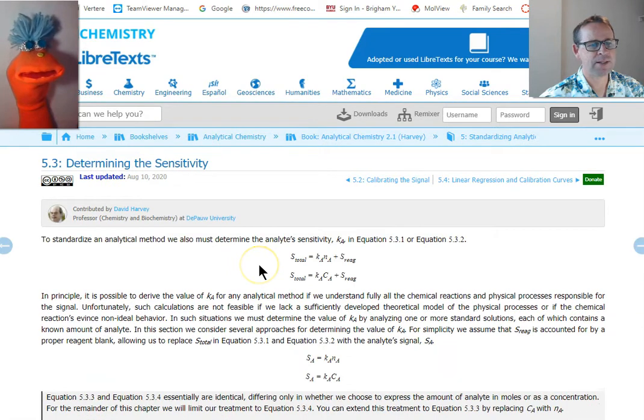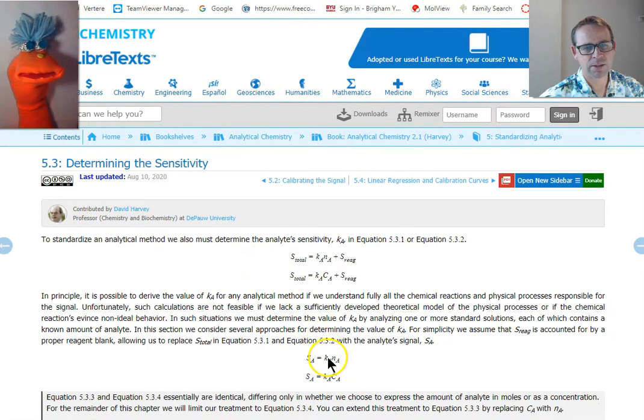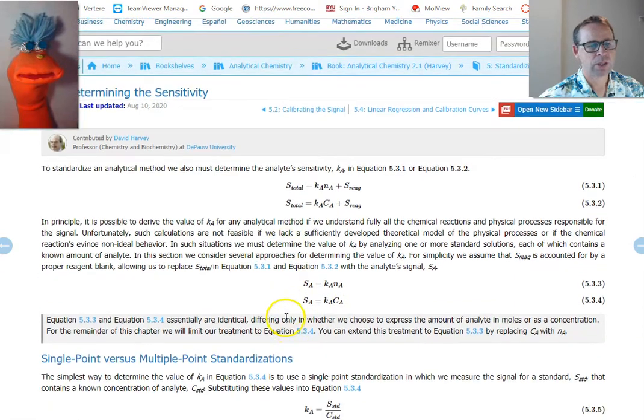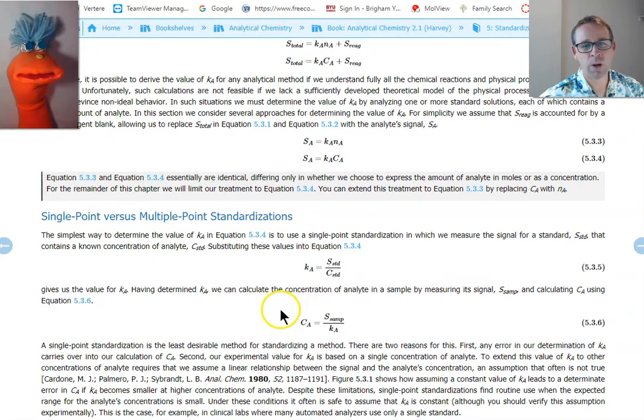So to determine the sensitivity, to solve for our sensitivity coefficient, there's a couple things we can do. One, we can just run a standard, get a value, and then compare our unknown, or our analyte, to that standard for the sample, and find out what the concentration of our unknown analyte is.